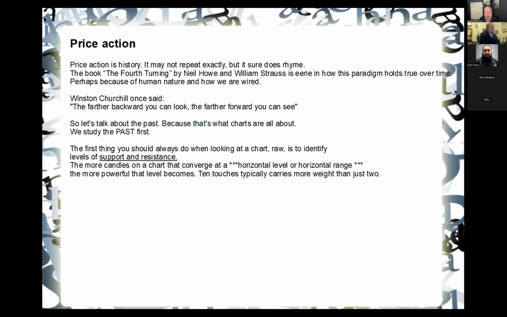Now, the first thing that we want to draw on a raw chart are levels of support and resistance. And what are levels of support and resistance? Well, the more candles on a chart that converge at a horizontal level or a horizontal range, the more powerful that level becomes. So, for example, if price action touches a certain level or a certain range 10 times, that carries a lot more weight than if it just touched it 2 times.